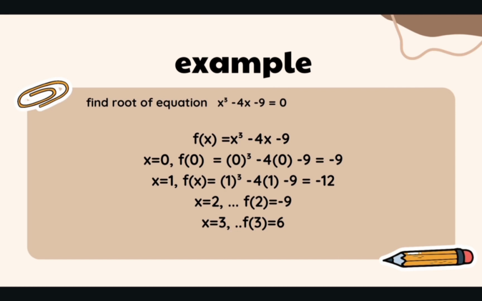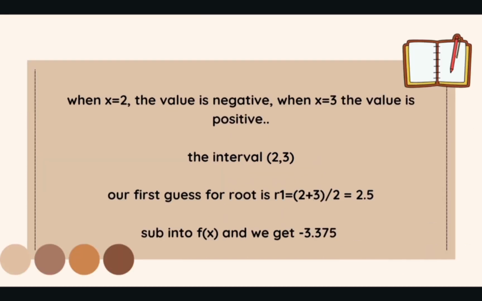So given the equation x cubed minus 4x minus 9 equal to 0, we substitute any values such as 0, 1, 2 and 3. And we can see here for x equal to 2 and x equal to 3, we get a positive value and also a negative value. From there, we take x equal to 2 and x equal to 3 as the interval.